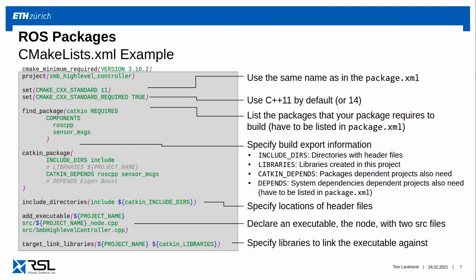And finally, there is a very important step: to link the ROS libraries to this executable so as to resolve symbols that are ROS dependent, like publishers and subscribers. We do that by calling the target link libraries function. The first argument is the name of the executable that we just instructed CMake to make. And then the catkin underscore libraries variable, which is again set by catkin package.